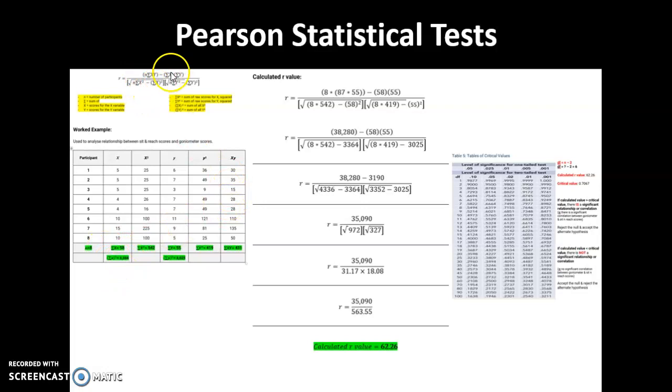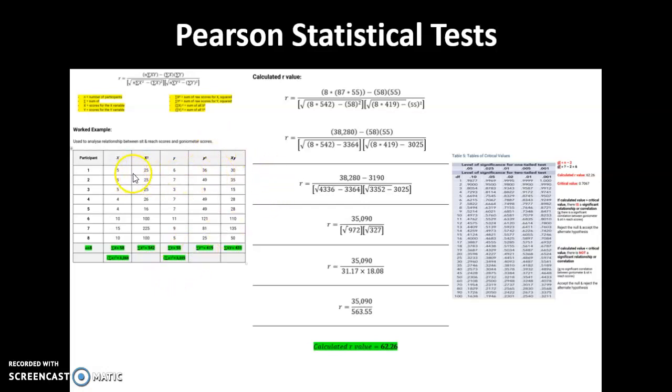You need to square X, because you need to work out what X squared is and Y squared is here. You then square X again, but you square the sum. In this first one, you square the sum of X, so you square 58, whereas here you square 5, 5, 5, and so on. You then get a second set of data from the participants and do exactly the same thing. So you total it all up and then square that answer. 55 squared gives you 3,025, and then you square it again normally.